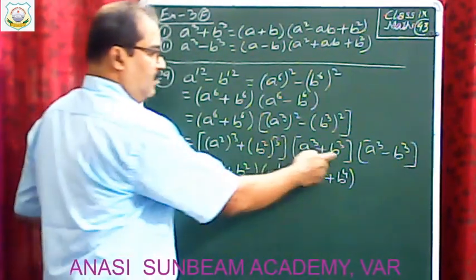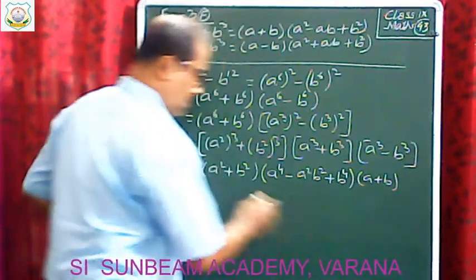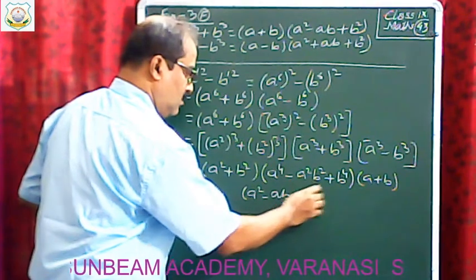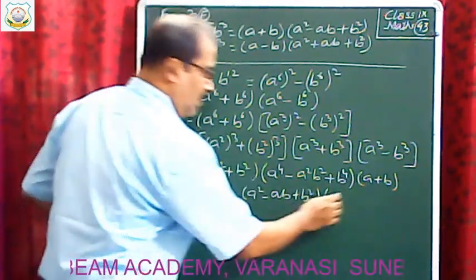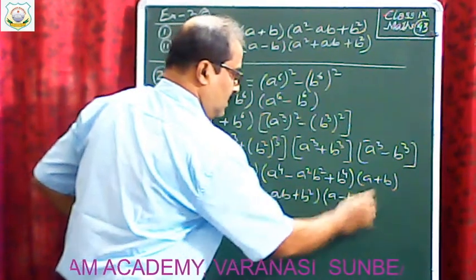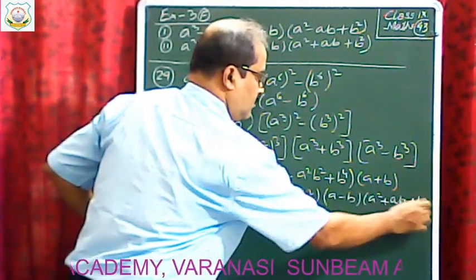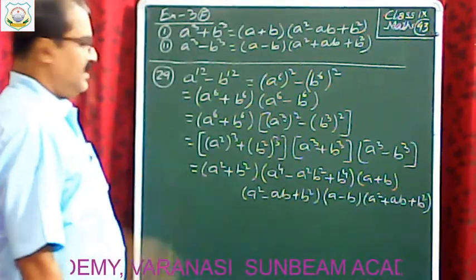Thereafter a cube plus b cube, again you have to write (a plus b)(a square minus ab plus b square). And thereafter again we have a cube minus b cube, we have to write (a minus b)(a square plus ab plus b square). So finally it is factorized.